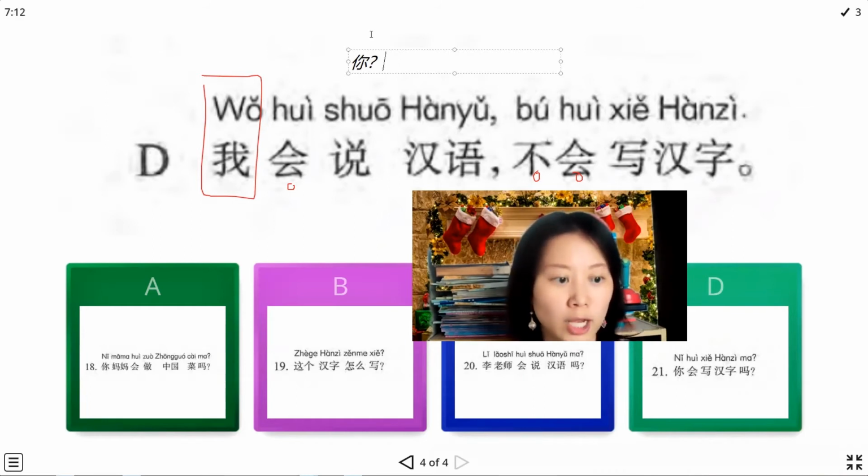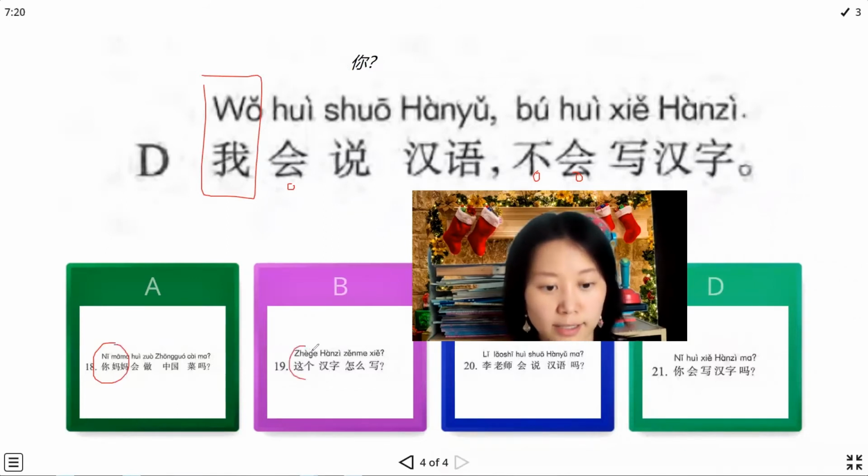Okay, we just check A, B, C, D. A is 你妈妈, your mother, B is 这个汉字, this Chinese character, C is 李老师, teacher Li, and D is 你. Okay, because D is the correct answer.